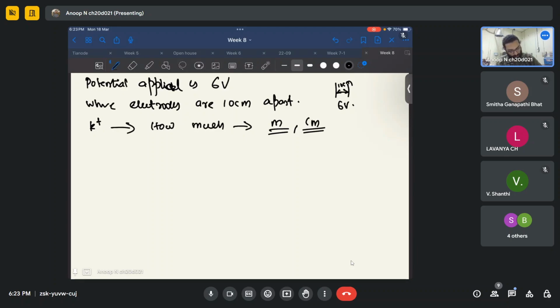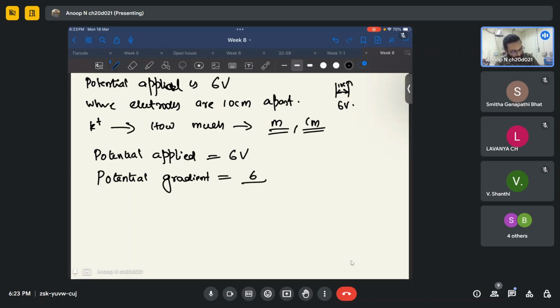So first, the potential applied is equal to 6 volt. Then the distance between the electrodes is 10 centimeter apart. So you can calculate the potential gradient. Potential gradient is equal to 6 divided by 0.1. I am converting it into meter. So it will be 60 volt meter raised to minus 1. Is it clear?